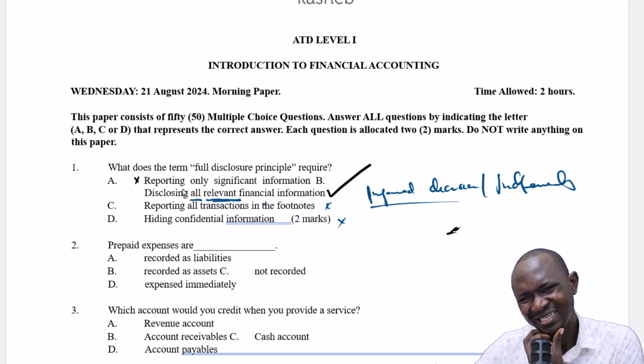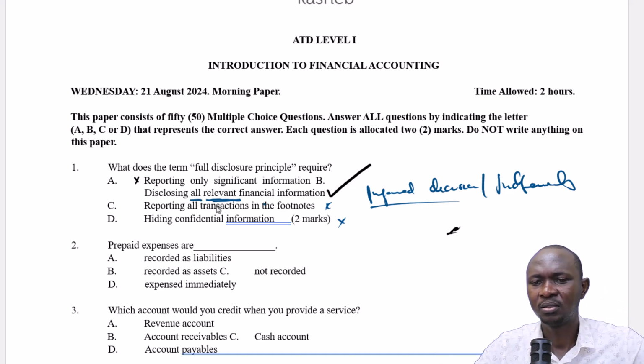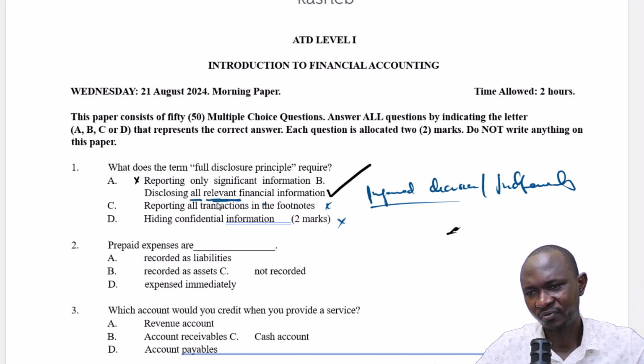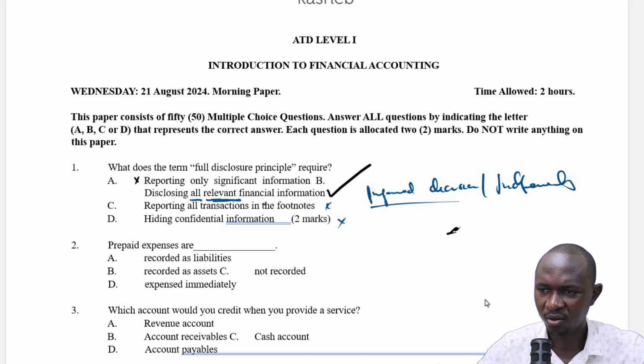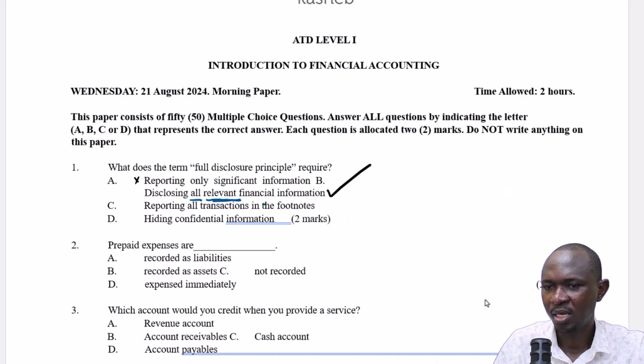It doesn't necessarily mean that we report only significant, no. We report all the relevant. That is totally different from reporting only significant. Reporting all the relevant financial information. So the correct answer to that question is B. Okay, let's move to the next item.